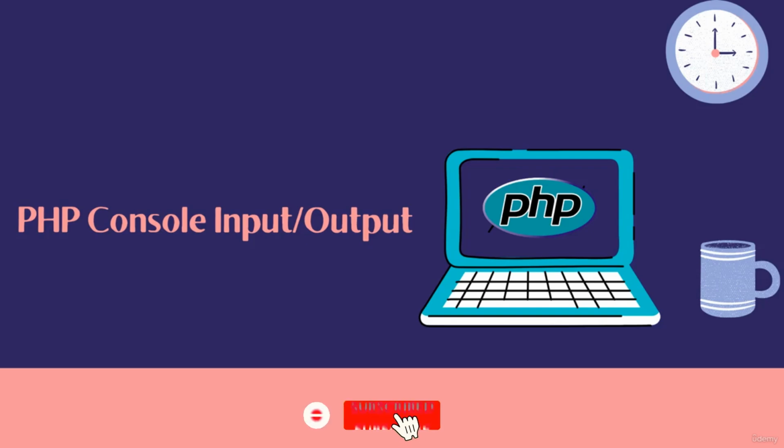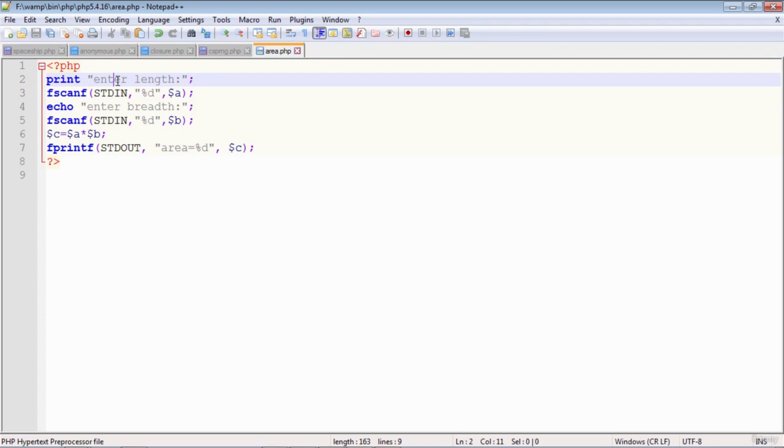In this video, we shall see how the input output operations are executed in the console mode for a PHP program. So console IO. So here we perform simple console input output operations using the fscanf and fprintf functions. This program can be run from the command prompt by giving the php.exe path.